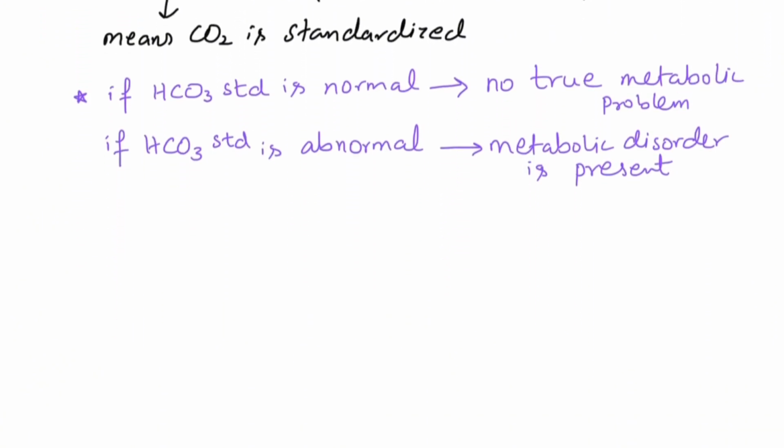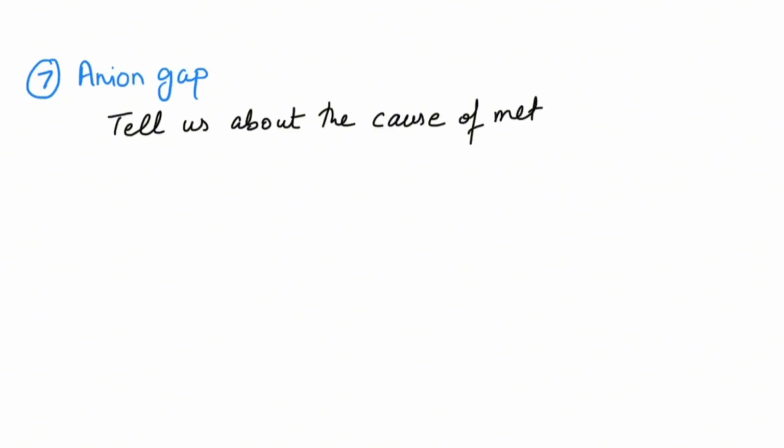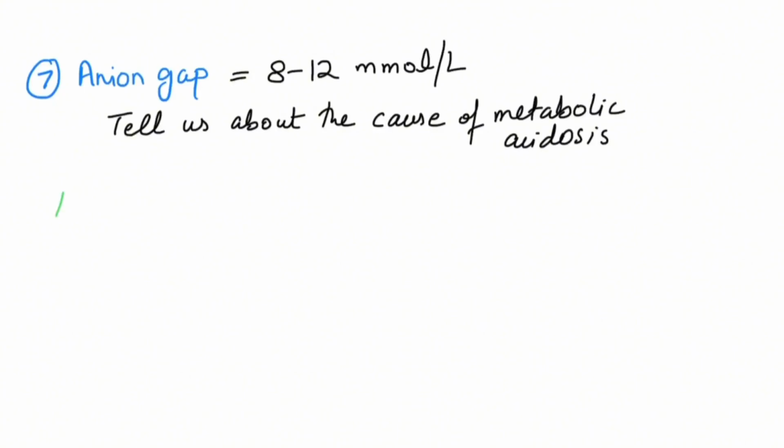Now let's talk about our final thing, which is the anion gap. This is also important and it's quite easy to understand. An anion gap basically tells us about the cause of metabolic acidosis. So once we know that the pH is on the lower side and the bicarbonate is also on the lower side, that will indicate metabolic acidosis. So we can calculate the anion gap to see what could be the reason behind it.